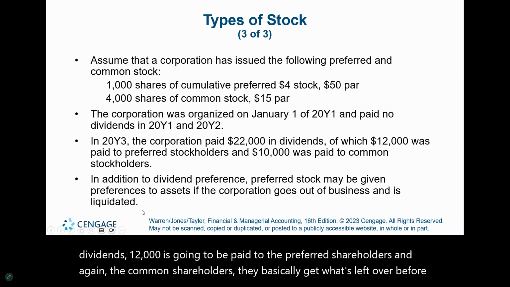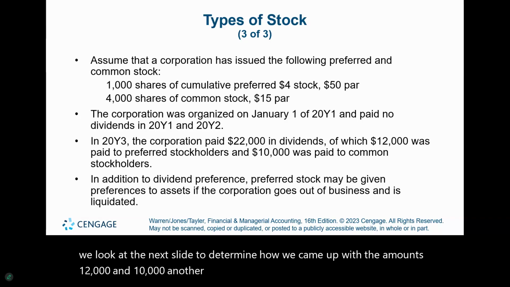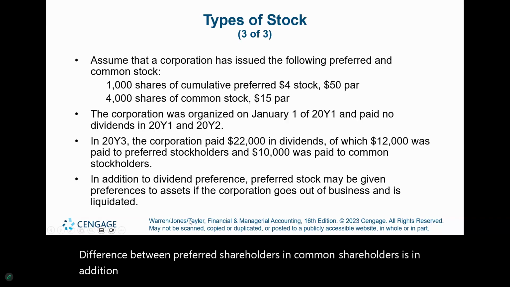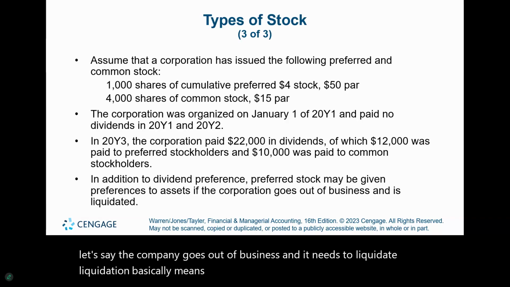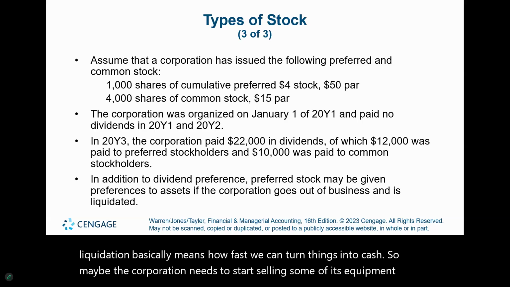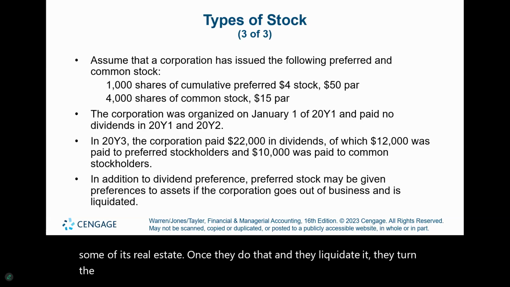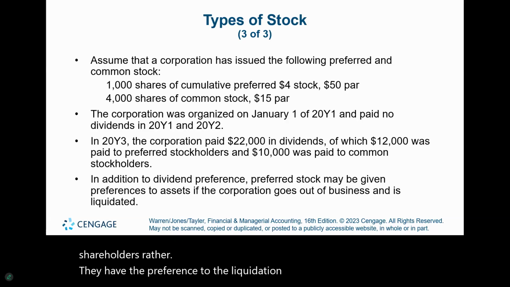And before we look at the next slide to determine how we came up with the amounts 12,000 and 10,000, another key thing to keep in mind with the difference between preferred shareholders and common shareholders is, in addition to dividend preference, preferred stockholders, in the event that, let's say, the company goes out of business and it needs to liquidate, liquidation basically means how fast we can turn things into cash. So maybe the corporation needs to start selling some of its equipment, selling some of its real estate. Once they do that and they liquidate it, they turn the assets into cash. Preferred shareholders have the preference to the liquidation. Common shareholders, they're common folk, they might get nothing.